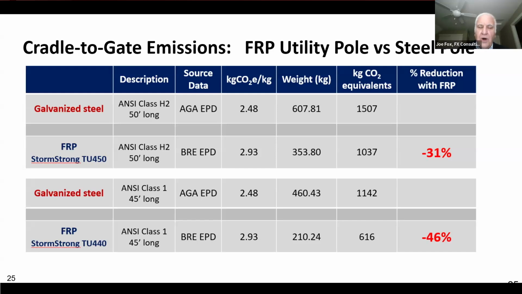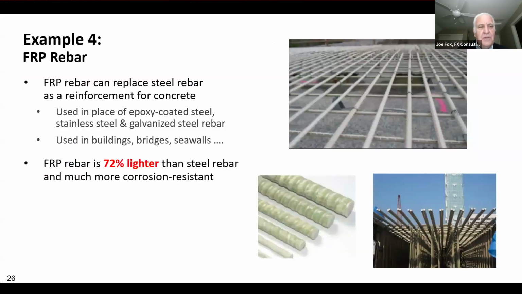Everything you've seen so far has been double digits. Let's do the last example, FRP rebar. I'm sure that many of you are familiar with FRP rebar. It can replace steel rebar as a reinforcement for concrete. It's used in place of epoxy-coated steel, stainless steel, and galvanized steel rebar. And it's used in buildings and bridges and seawalls. Again, it is 72% lighter than steel rebar and much more corrosion resistant than steel.